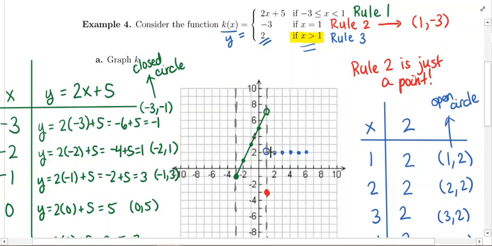So when you connect the dots, you have to put an arrow going this way, because this is going to hold, like I said, for all x values bigger than 1. Okay, this is the complete graph. You see rule 1 in green, rule 2, the dot in red, and then rule 3 in blue. Notice there is no graph over here whatsoever. There's nothing over here.